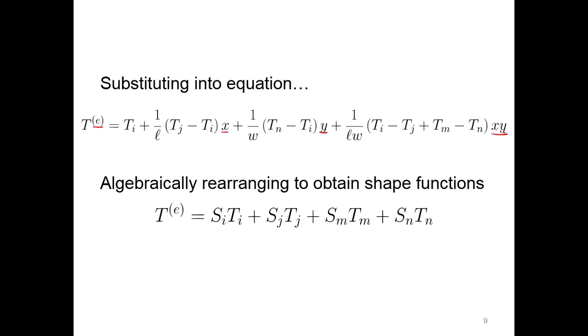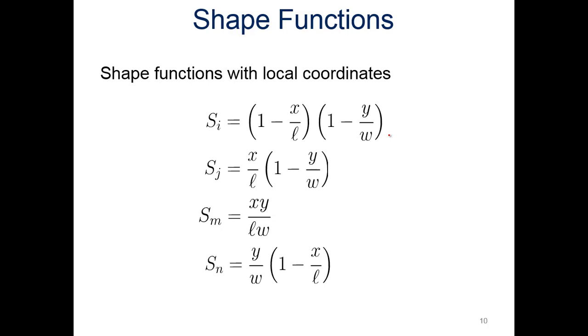All right, so if we rearrange this, we can obtain the shape function. If we rearrange to solve for just the Ti terms, here's Ti, and there's Ti, and temperature node i. Now we can get those different shape functions. So here are the shape functions with local coordinates.